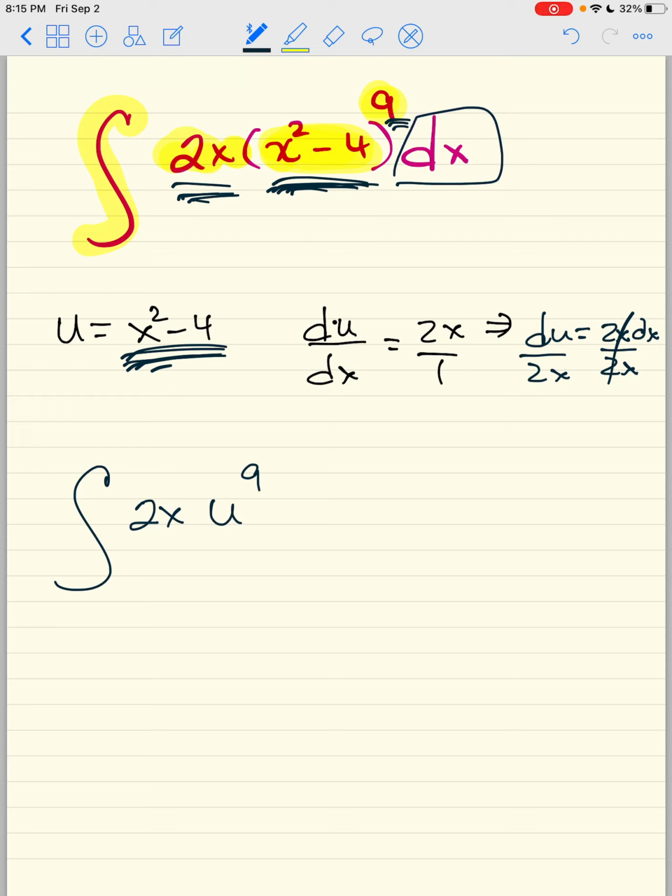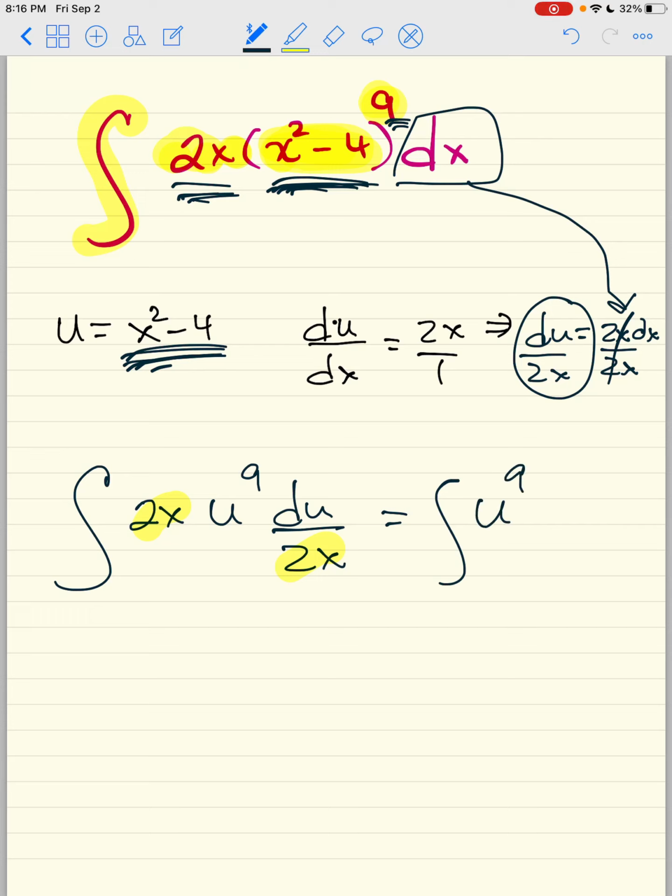And now dx needs to be changed because we're changing our variable from x's to u. So what is dx? dx is equal to du over 2x. What you notice here is that the 2x and the 2x cancel out. That's beautiful. If the x's don't cancel out, then there's a mistake. So the 2x and the 2x cancel out, and you're left with u to the 9th du.